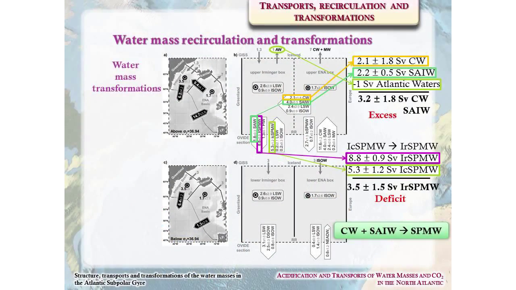Finally, our results also give insights about the water mass transformations that take place in the North Atlantic subpolar gyre. In the upper Irminger box, we have an excess of 2.1 sverdrups of central waters. Besides, for the 4 sverdrups entering the Irminger basin, only 1.8 sverdrups leave the basin across the Bight section, thus leaving an excess of 2.2 sverdrups of subarctic intermediate water in the Irminger basin. Considering that 1 sverdrup of Atlantic waters leaves the basin across the Greenland-Iceland sills, we obtain an excess of 3.2 sverdrups of central waters and subarctic intermediate water for the upper Irminger box.